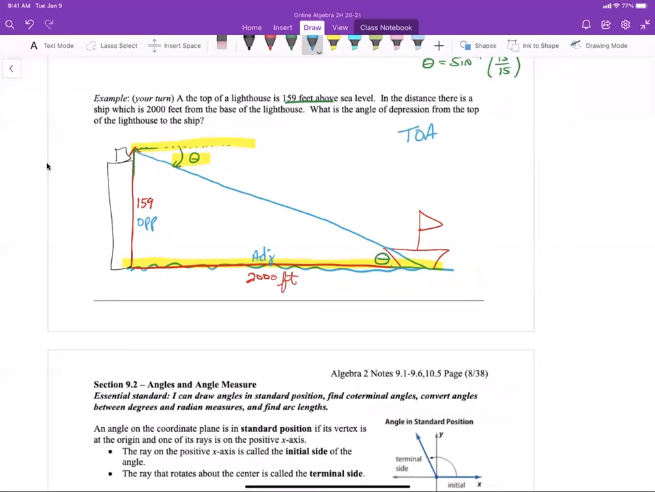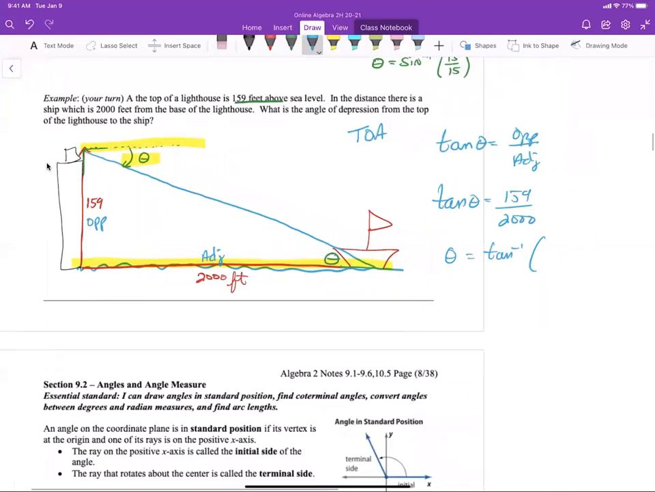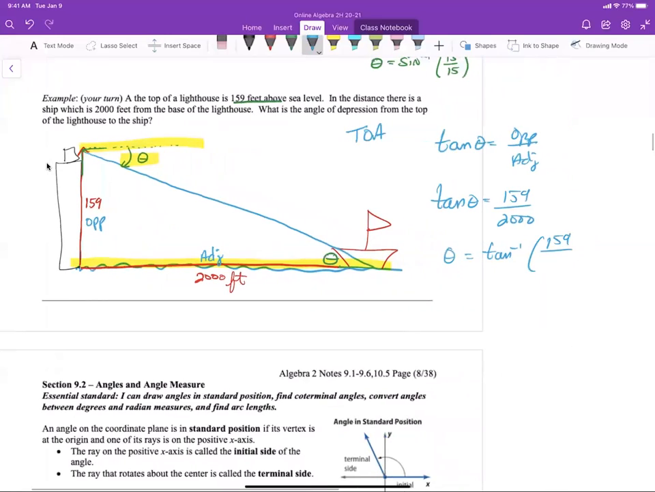That would be tangent. So tangent of theta is equal to the opposite side over the adjacent side. Tangent theta is equal to 159 over 2000. I've got to get theta all by itself. I need to undo tangent. I'm going to take the inverse tangent of both sides. That gets me theta by itself. I have inverse tangent of 159 over 2000. Theta will equal 4.55 degrees. And that is the angle that I'm looking for.